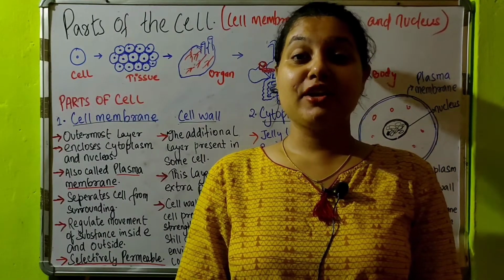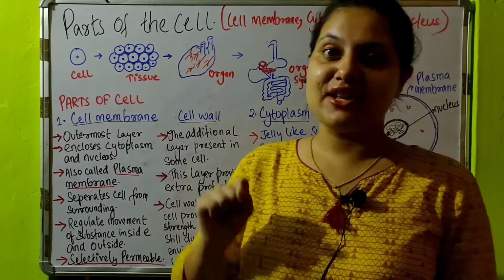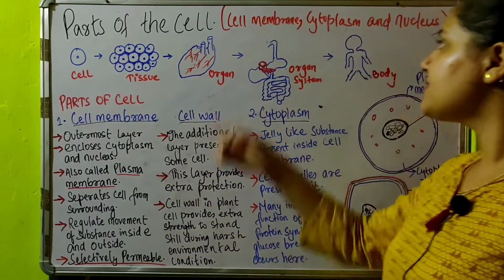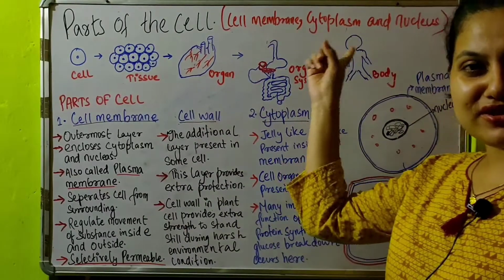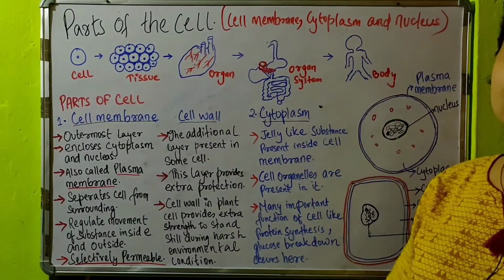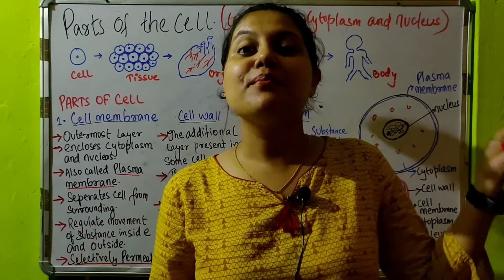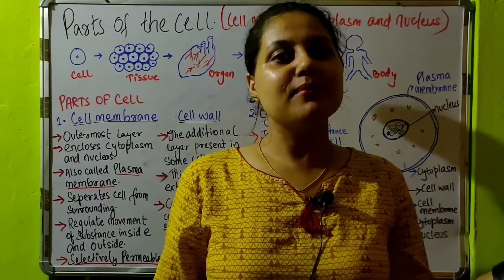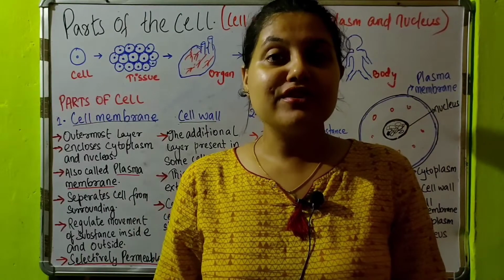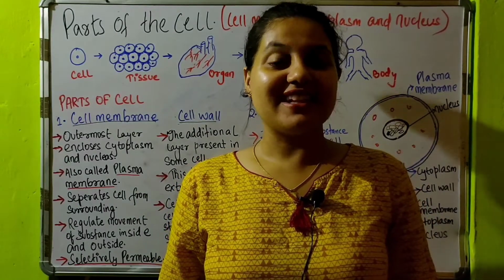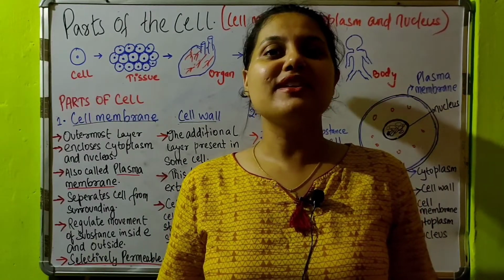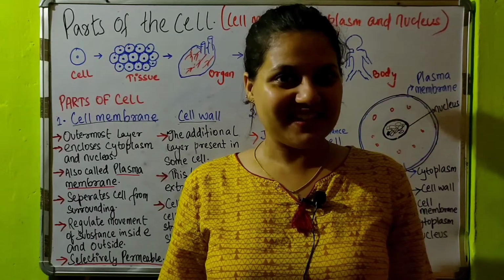Students, today we are taking up a topic, parts of a cell. In this topic we'll be studying about cell membrane, cytoplasm, and nucleus. Why is that? Because these are the basic components that make up a cell. And if we study the basic components of the cell, then it will be easier for us to understand the cell, isn't it?